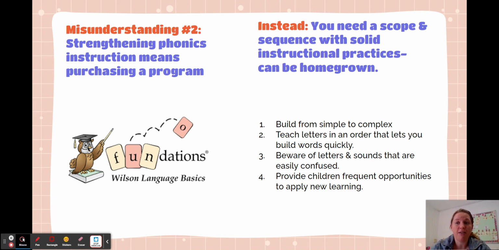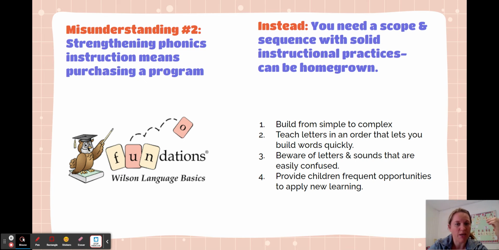Another misunderstanding is that strengthening phonics instruction means you need to purchase a program. Instead, you just need a solid scope and sequence with instructional practices, and it could be homegrown. Now, in our case, from pre-first to second, we chose to purchase a program, with our turnover, there were lots of reasons for why we decided to do that, but I feel that the Foundations program that we did purchase does all of these things.